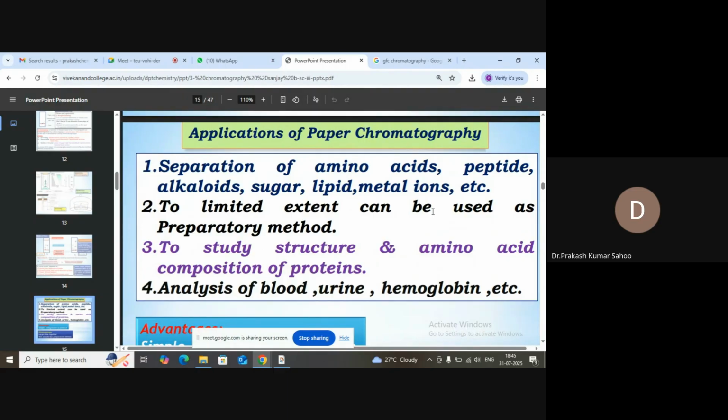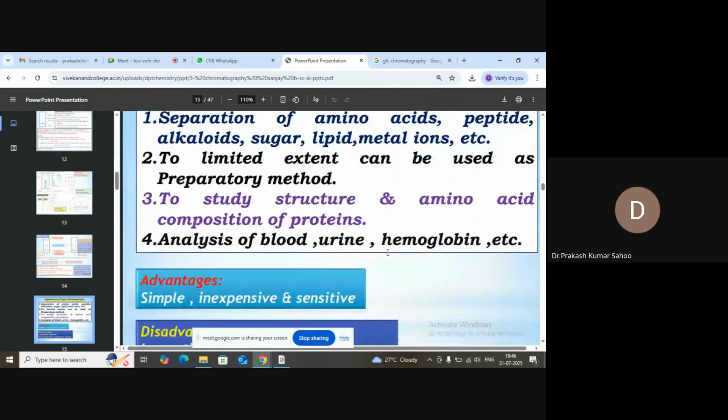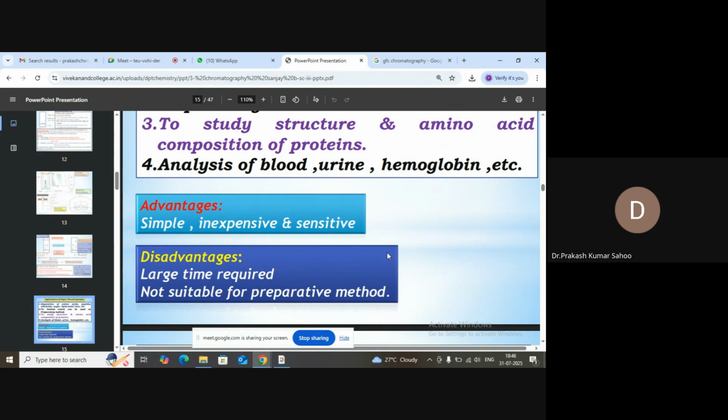So, applications of paper chromatography: separation of amino acids, peptides, alkaloids, sugar, lipids, metal ions, etc. To a limited extent, it can be used as a preparatory method to study different structures of amino acids and the composition of some proteins, analysis of blood, urine, hemoglobin, etc. So these are some examples of applications of paper chromatography.